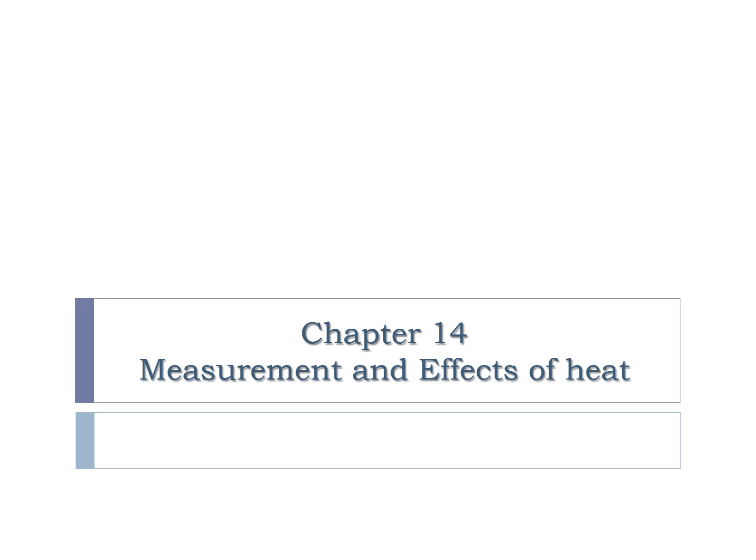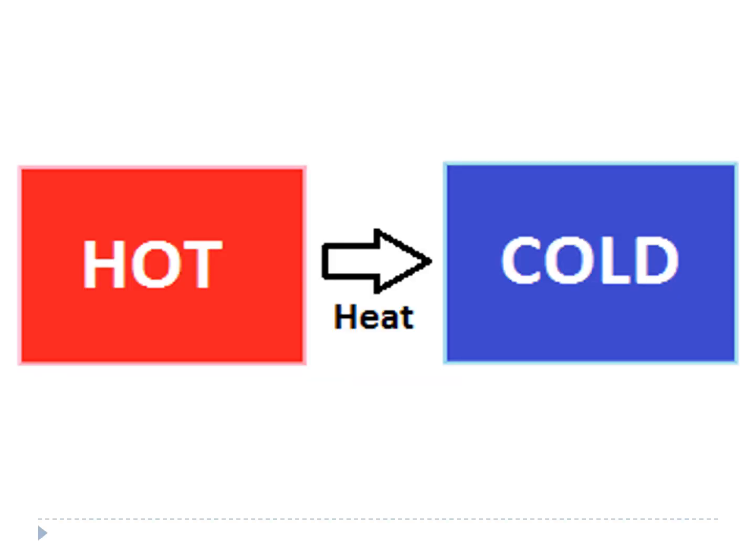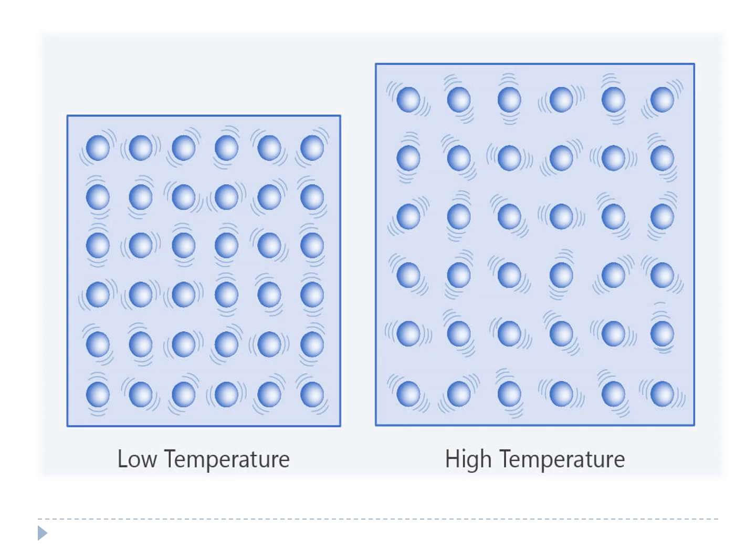Today we are going to start with chapter 14, Measurement and Effects of Heat. In the previous standards, we have learned that heat is a form of energy which flows from an object at high temperature to an object at lower temperature. We have also seen that when we give heat to an object, it expands and it contracts on cooling. And during this, the state of matter also changes.